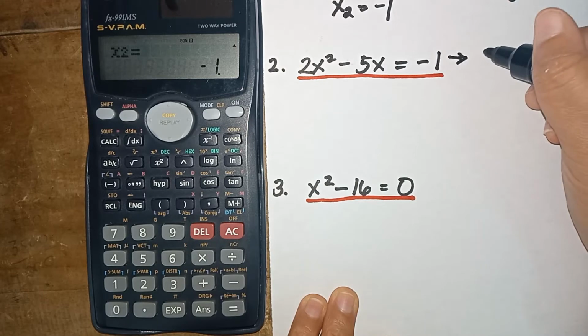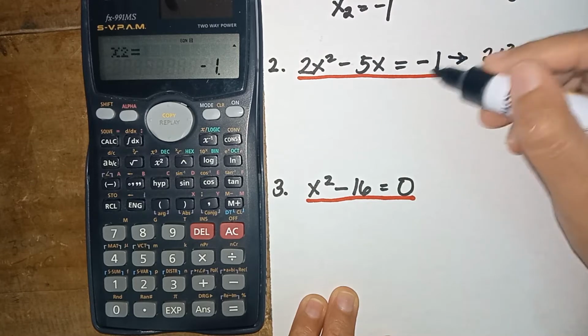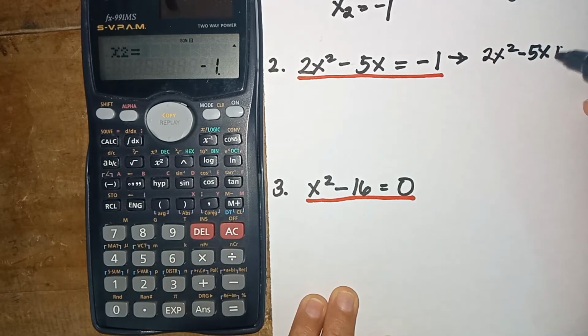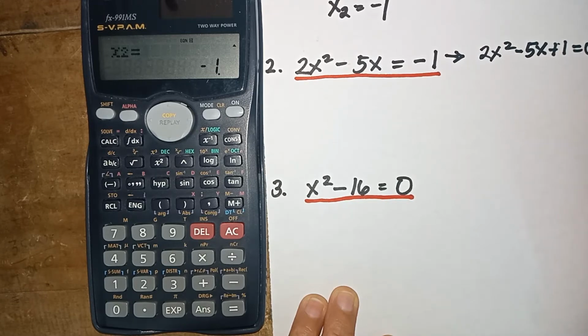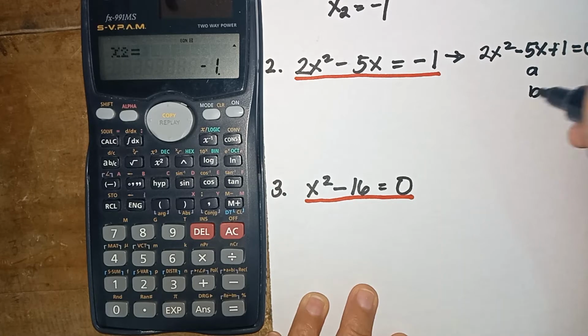And we will have 2x squared minus 5x. And then, pag yung negative 1, ilipat sa kabila, magiging positive 1. Then, equals 0. Okay, since ito na yung naka-general form na, we can find the A, B, and C. A is equal to 2, B is negative 5, and C is positive 1.